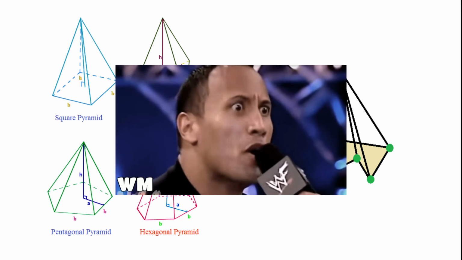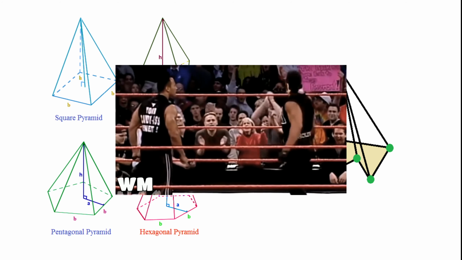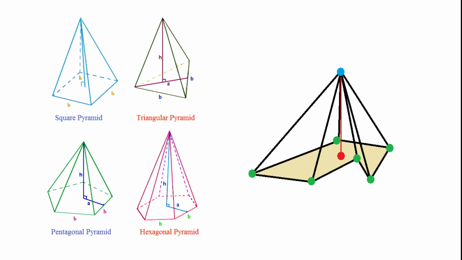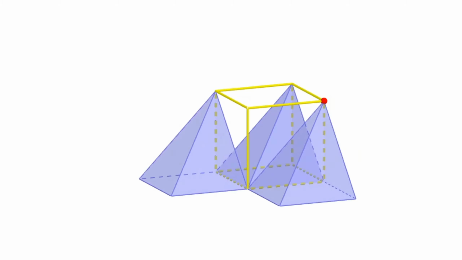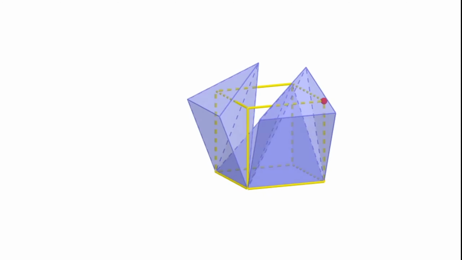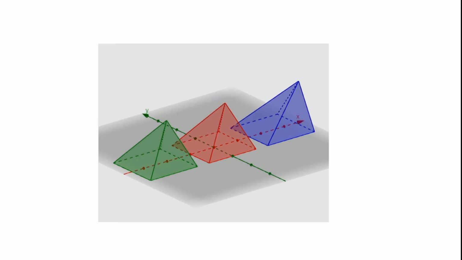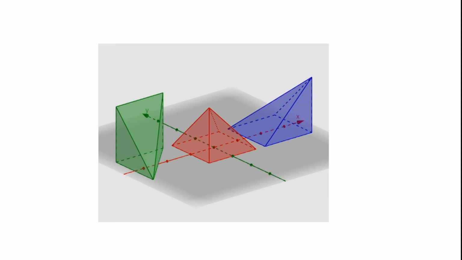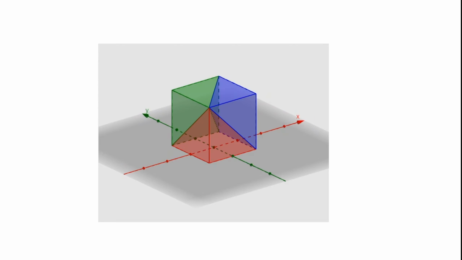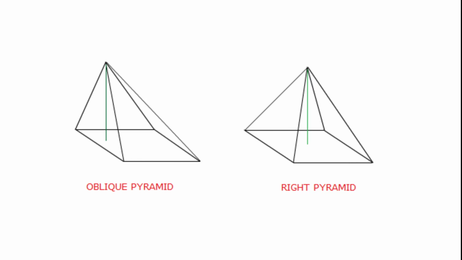As long as it's polygonal and builds towards a single point. The formula for the volume of a pyramid is 1/3 base times height. As the following two animations will show, a pyramid is 1/3 the volume of a cube or rectangular prism.